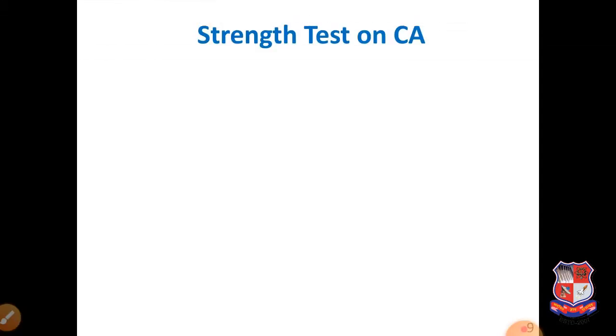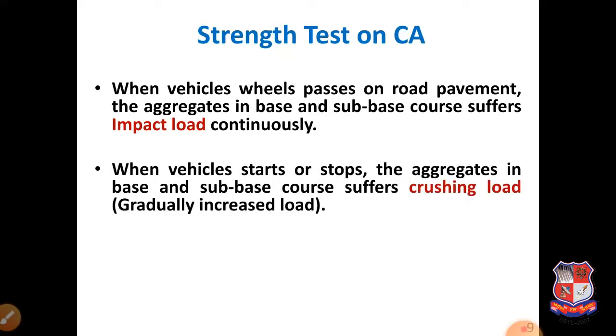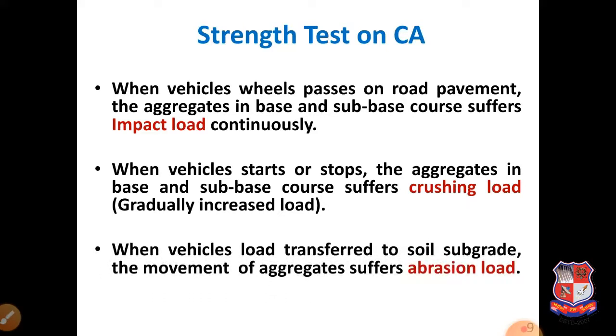Strength test on coarse aggregate. When vehicle wheels pass on road pavement, the aggregates in base and subbase course suffer impact load continuously. When vehicles start or stop, the aggregates in base and subbase course suffer crushing load, that is gradually increased load. When vehicle load is transferred to soil subgrade, the movement of aggregates suffers abrasion load.